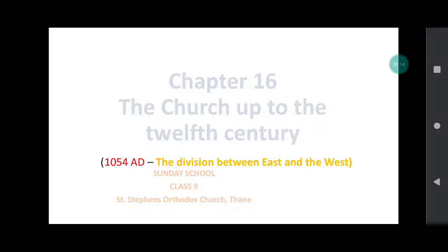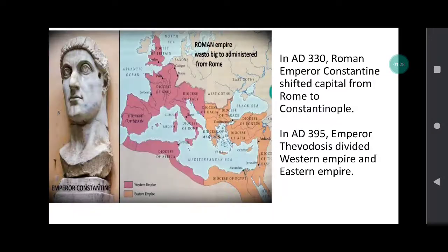This is for the class 9 Sunday school, and the chapter, as I told earlier, is chapter number 16, the church up to the 12th century. This will be a short session. Okay, so we will go forward.